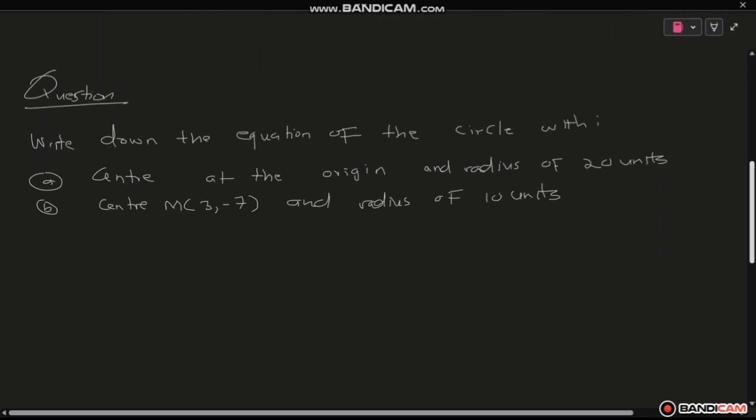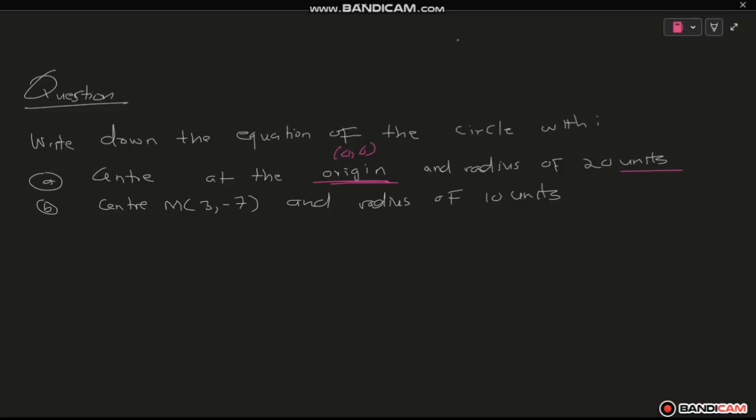Let's try to do this question. They say write down the equation of the circle with center at the origin and radius of 20 units. So that's not r squared, it's just r because there are units. When they talk about the origin, you know the coordinate is 0, 0, and the radius here, since you see units, it means that's r, not r squared.